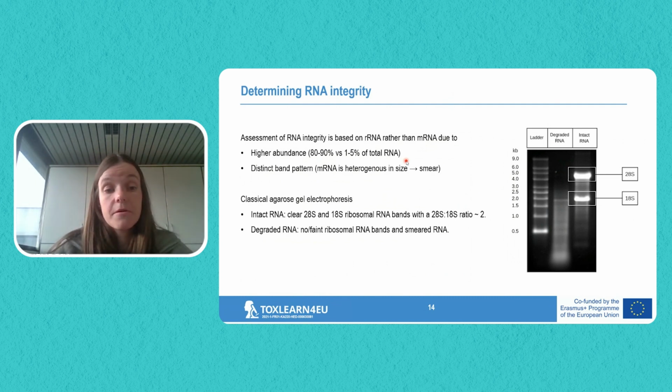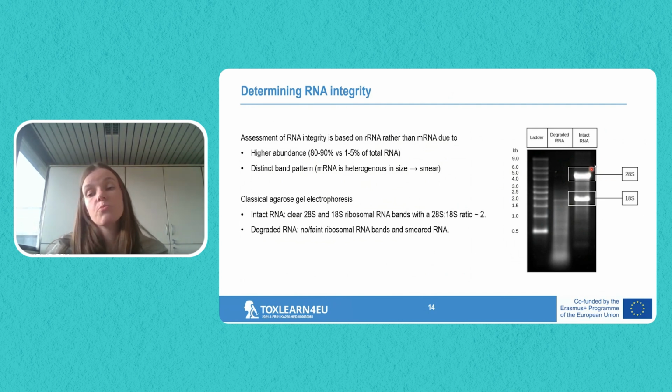And another advantage of the ribosomal RNA is that it has a very distinct band pattern, because the ribosomal RNA has very specific sizes, whereas messenger RNA is very heterogeneous in size, and it will show as a smear when you perform gel electrophoresis. So when you perform a classical agarose gel electrophoresis on your RNA samples, this will allow you to determine the integrity of the RNA. So when the RNA is intact, and you can see an example here on the right, you will see two very clear bands with a high intensity.